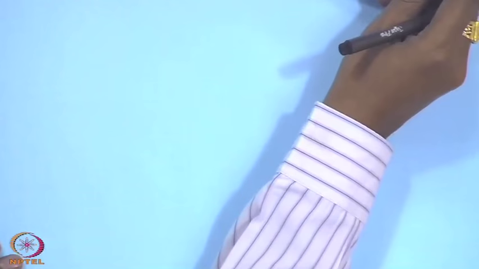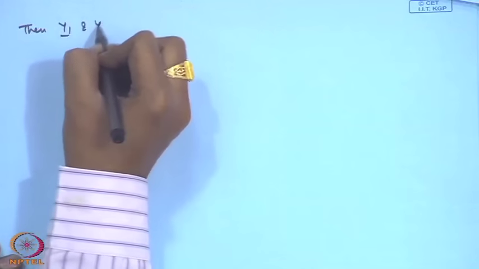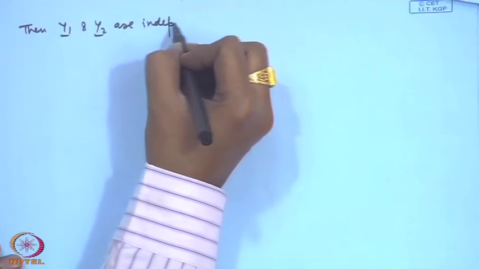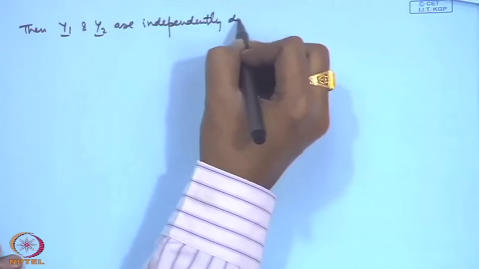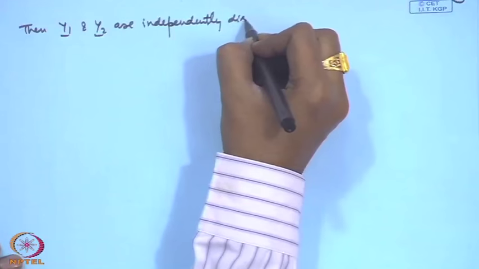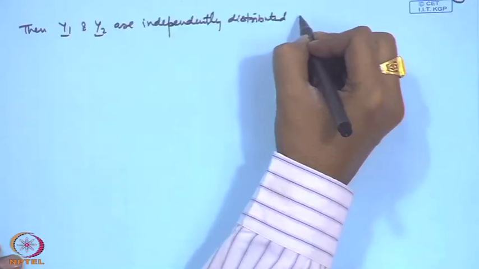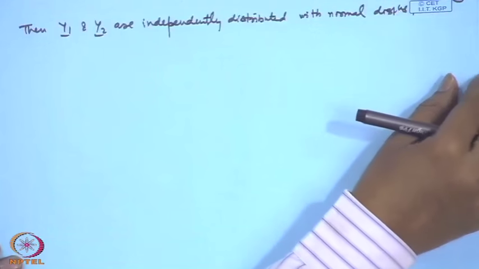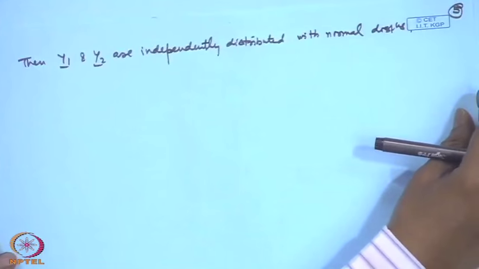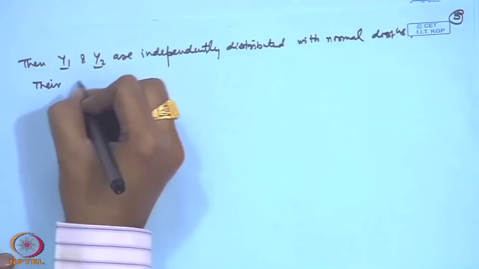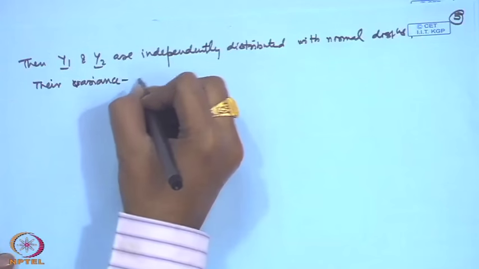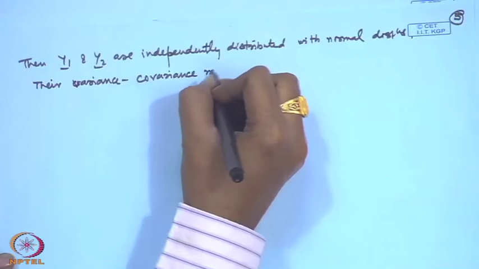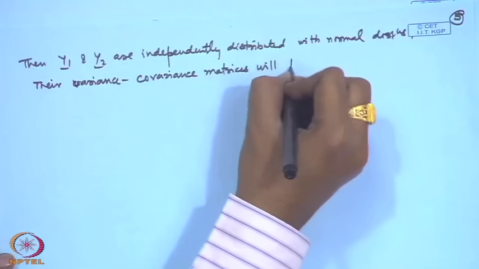Then, the way this is defined here, we can say that y1 and y2 are independently distributed with normal distributions, and both will have the variance covariance matrix equal to sigma.